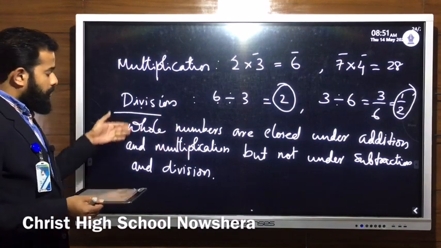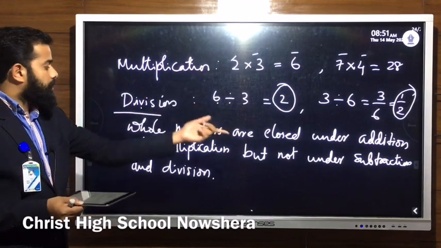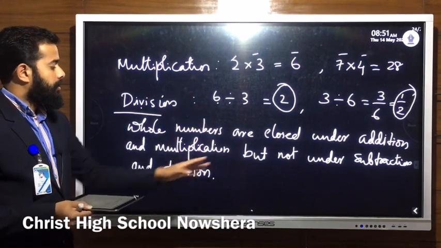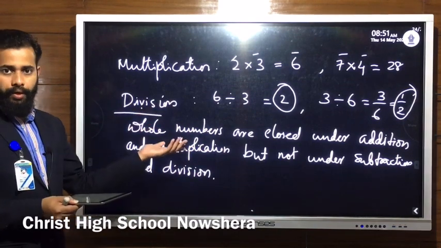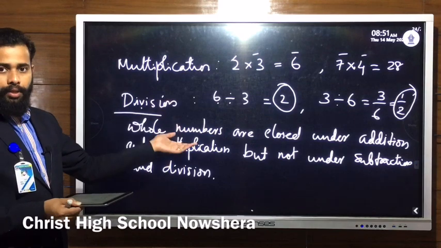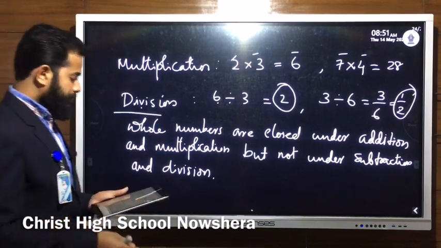This statement is only for whole numbers. Whole numbers are closed under addition and multiplication, but not under subtraction and division. That is for whole numbers only. For integers, it can be different, and for the rational numbers also it can be different, but the method of solution will remain the same.